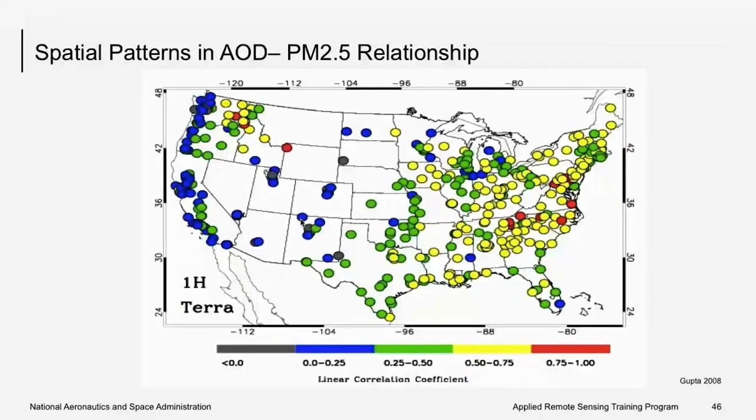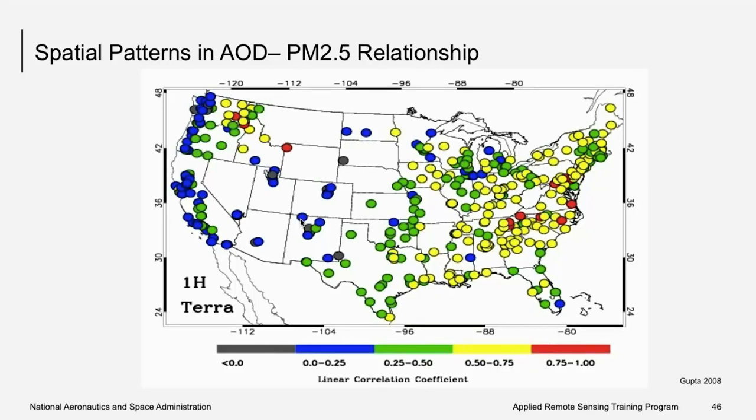If we do this relationship over all the stations, in this case we have done this over the entire United States, where we have more than a thousand ground monitors located. What you see here is a color-coded map of the linear correlation coefficient between aerosol optical depth and PM2.5. The first thing you will notice is that the relationship is not consistent over different places. It varies. In the eastern United States, you will see a high degree of correlation between these two quantities, whereas in the western United States, you will see the correlations are lower.